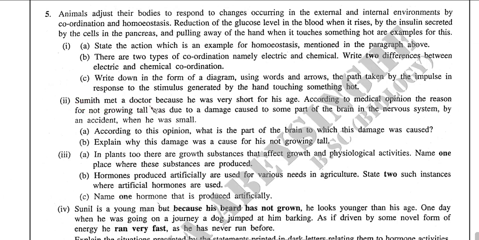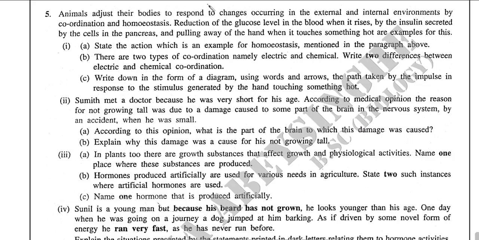Part 2, Sumit met a doctor because he was very short for his age. According to the medical opinion, the reason for not growing tall was due to damage caused to some part of the brain. One part of the brain, in the nerve system, was damaged by an accident when he was young. Part A: according to this, the part of the brain to which this damage was caused.